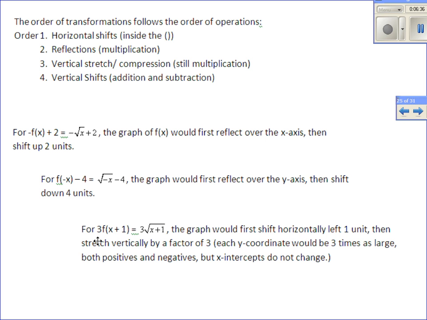And then for 3 times f of x plus 1, 3 times the square root of x plus 1, inside the function we're first adding the 1, so it would first shift horizontally left 1 unit, and then would stretch vertically by a factor of 3, getting that taller graph. So each y-coordinate would be 3 times as large, both positive and negatives, but any x-intercepts don't change.